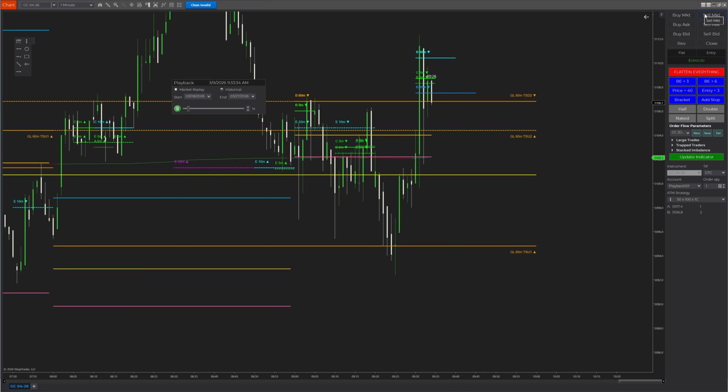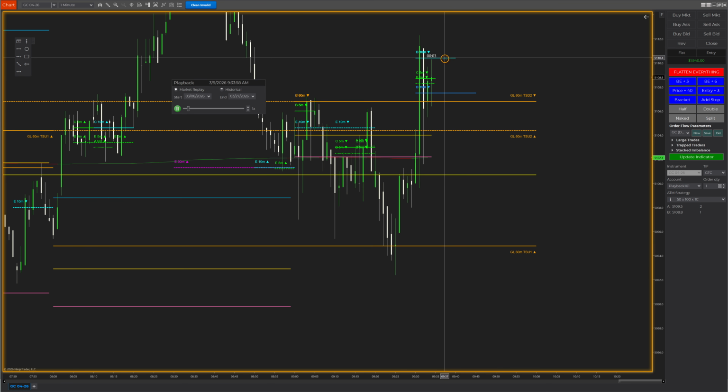30 seconds. 24 seconds. Wrong way. Come back down. That's not the end of the world if it wicks there. It just means I have to move my stop up there. So if we would have taken this one, we would have had to move our stop way up here.